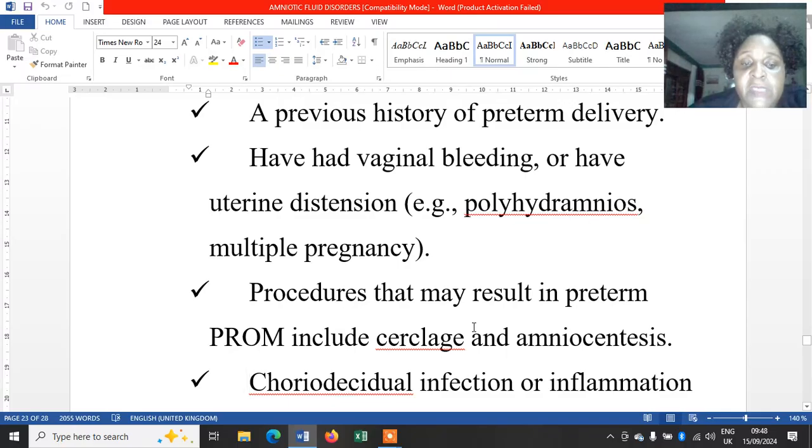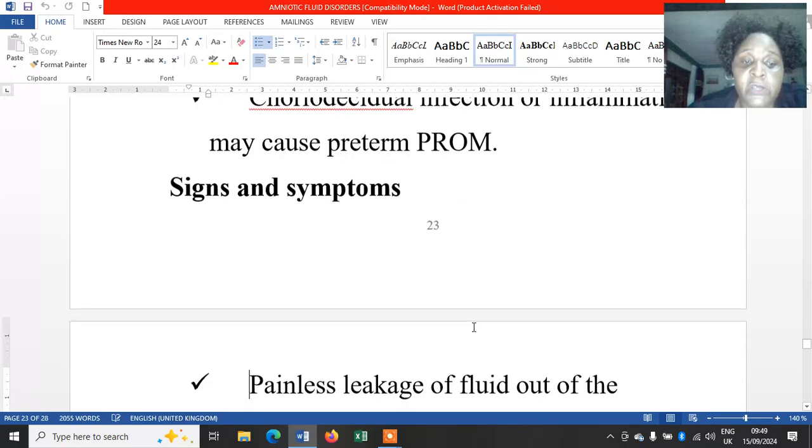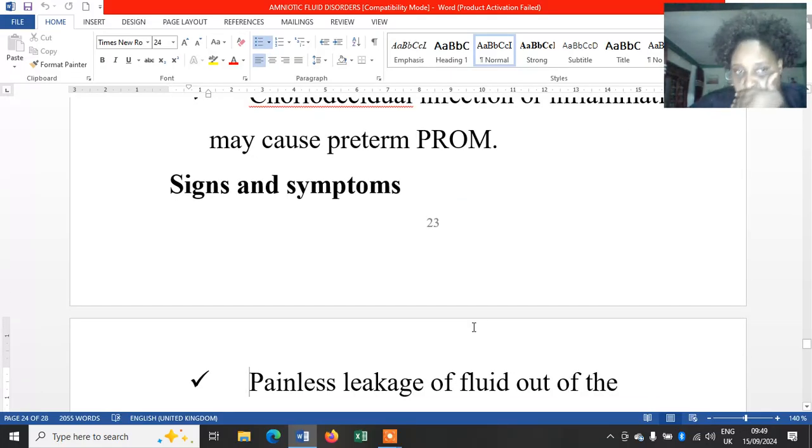Procedures that may result in preterm rupture of membrane may include cervical cerclage and amniocentesis. Cervical cerclage, that is, those procedures which they may use, like Shirodkar stitching, then chorioamniotic infection or inflammation, etc.